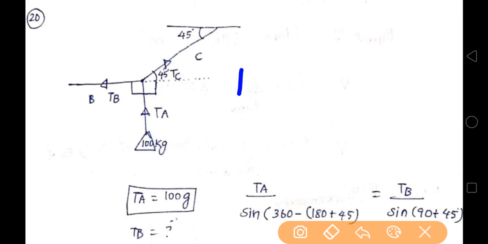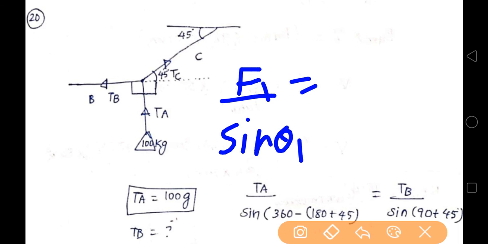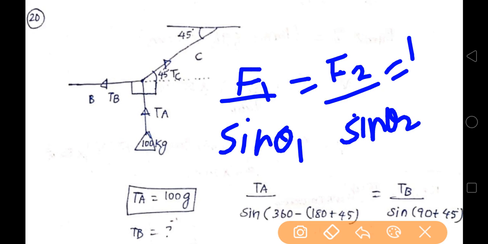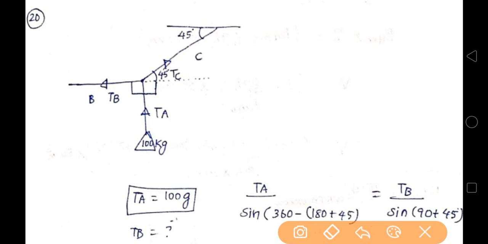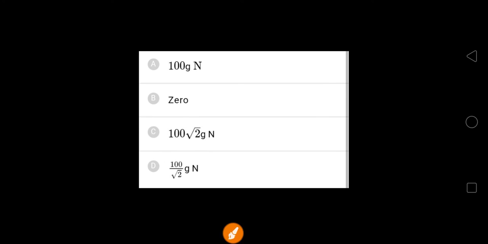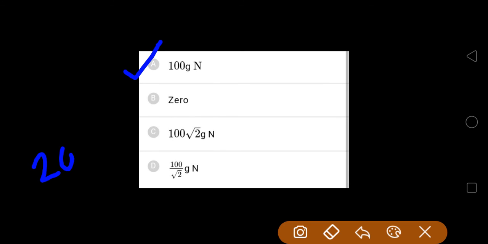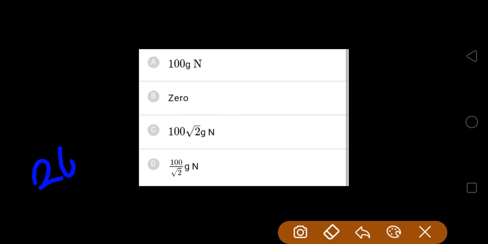It is based on the formula: the given force by its opposite angle, the second force by its opposite angle, the third force by its opposite angle. So you are using this formula to solve this sum. TA, its opposite angle. TB, its opposite angle. TC is no need, that's why I have left it. TC's opposite angle is sine 90. So 100 g is the correct answer for the 20th question. So for the 20th question, option A is correct.